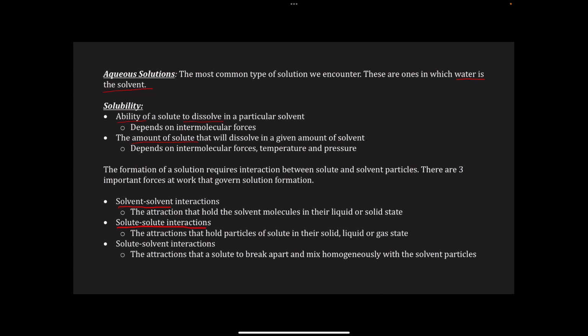Now, if I take my solute and I mix it with my solvent, those particles can also interact. So we can encounter solute-solvent interactions. Those are going to be the attractions between the solute and the solvent. They are attractions that can cause the solute to break apart and mix homogeneously with the solvent particles.